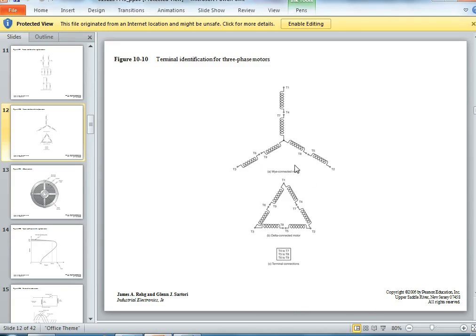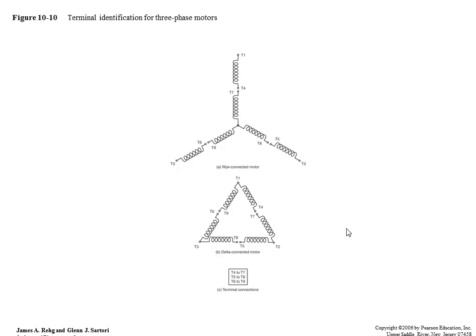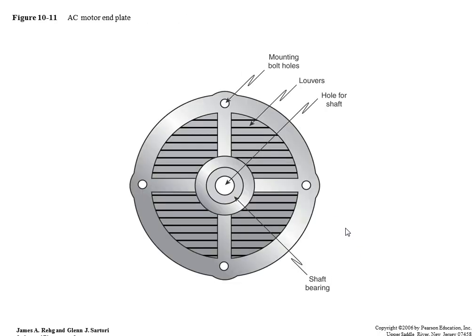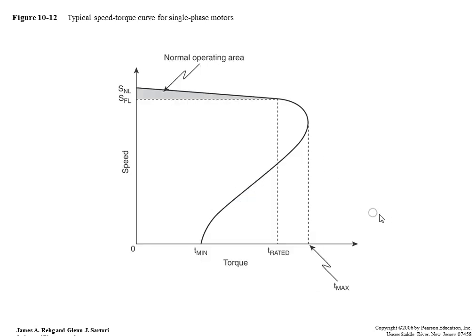Okay, so there's my delta wound motor, and again I can be in parallel. I can be at high. This would be a high voltage configuration. That's the high voltage configuration for my Y. Okay, I've got some mounting bolts, some louvers, some hole for my shaft, some bearings.